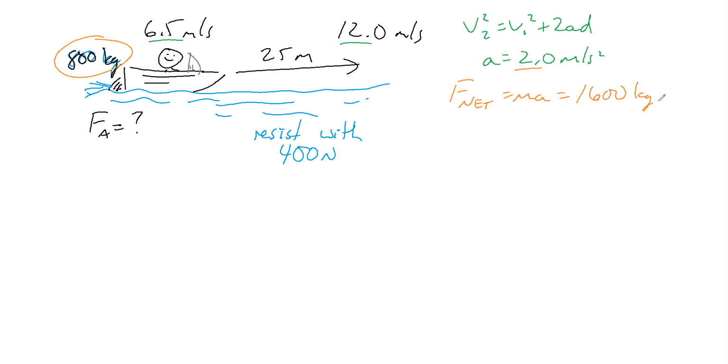Well, if the water is resisting with 400 newtons, but I'm still getting 1,600, well, not kilograms, 1,600 newtons, that must mean that the applied force from my engine has got to be 2,000 newtons. So the engine's pushing with 2,000 newtons. The water resists with 400, so subtract 400, which leaves me with my net force of 1,600. So there we go. Now we can incorporate a little bit of the new kinematics with this. You could have solved this question without the fancy formula for kinematics, but it just makes it a little bit quicker, a little bit more efficient.